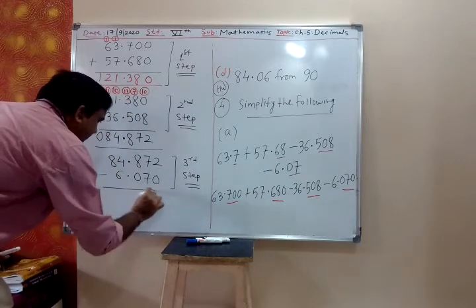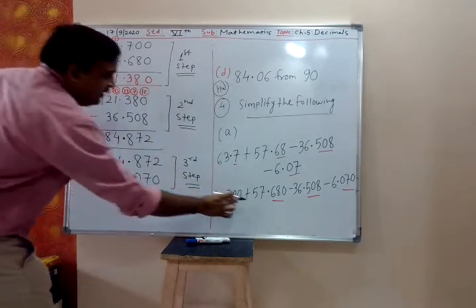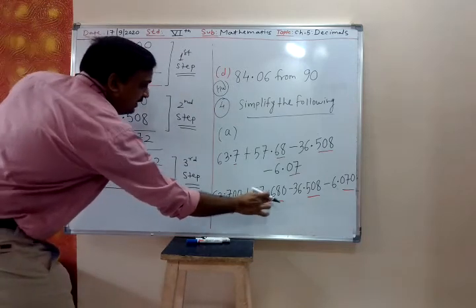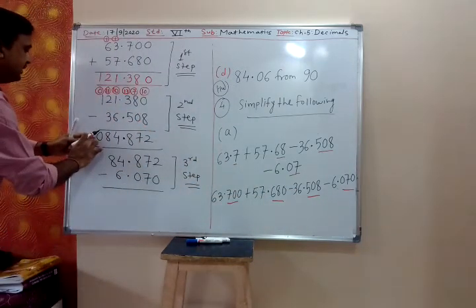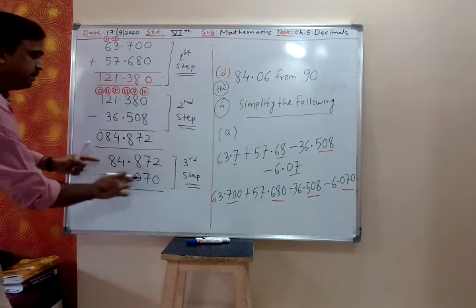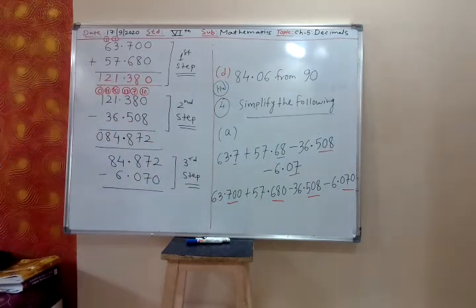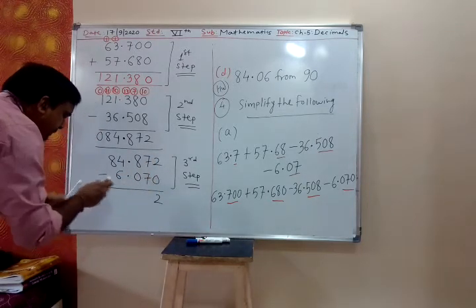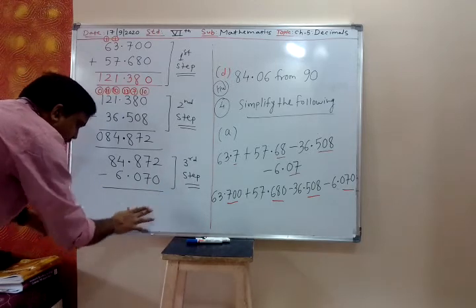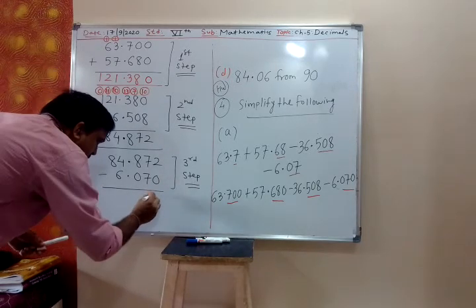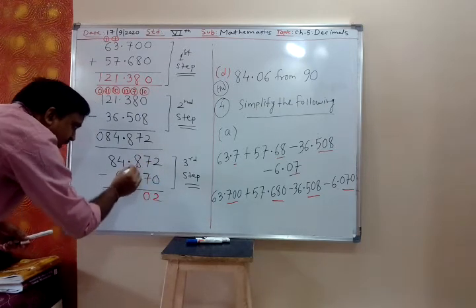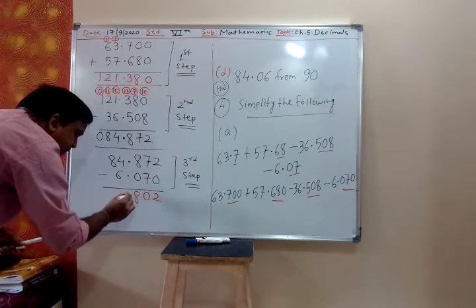So first we have added these two, we get this total. Then from this total I will subtract this, we get this number. From this number I have to subtract the last one, 6.070. So 2 minus 0 is 2. 7 minus 7, 0. 8 minus 0 is 8.